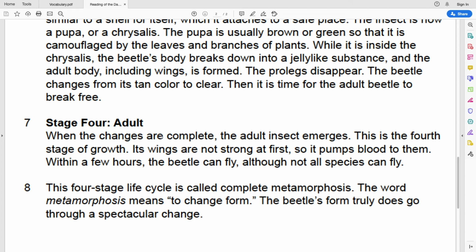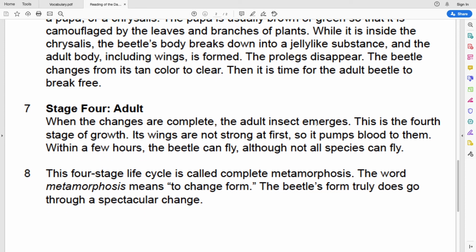When the changes are complete, the adult insect emerges. This is the fourth stage of growth. Its wings are not strong at first, so it pumps blood to them. Within a few hours, the beetle can fly, although not all species can fly. So here I want to mention, guys, when they say species, they talk about a family. There are different types of beetles, and some beetles can fly. Not all of them can fly. Okay, and remember, species is another name to say family in science.